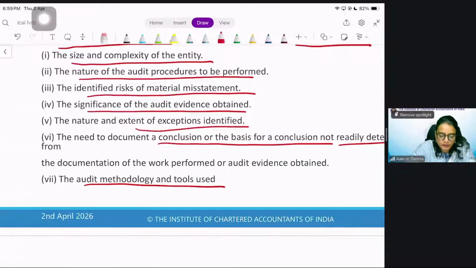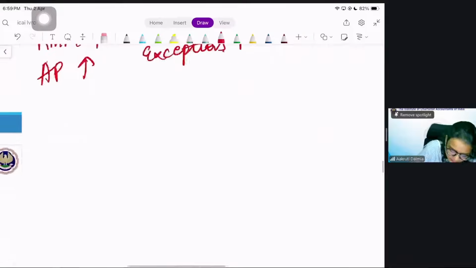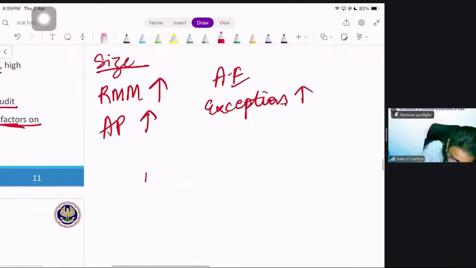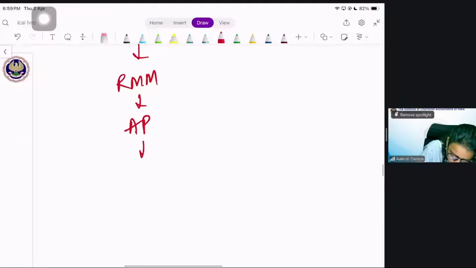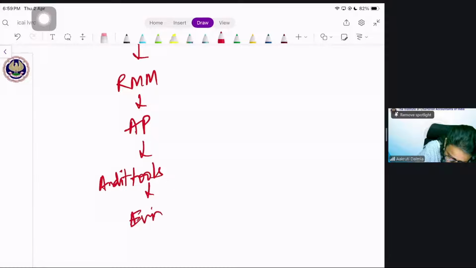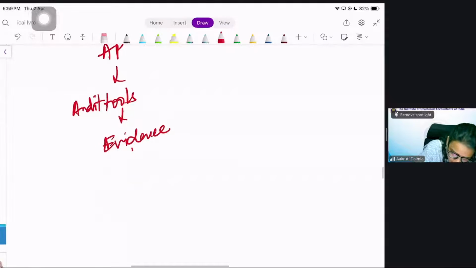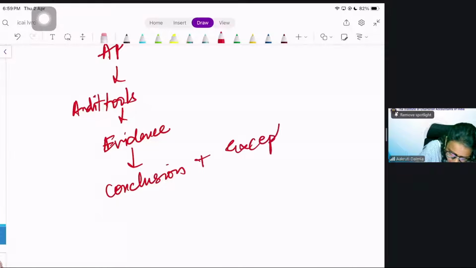Okay. So you can remember it like this. It depends on the nature of entity, size of entity, then what kind of risks I find, what kind of audit procedures I do, what kinds of audit tools I used. By this, what kind of evidence I find. From this evidence, whether the conclusions are readily determinable, plus how many exceptions were found.